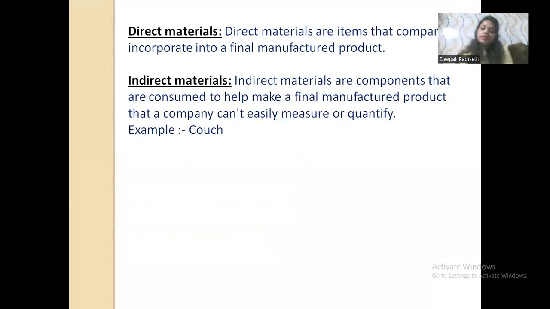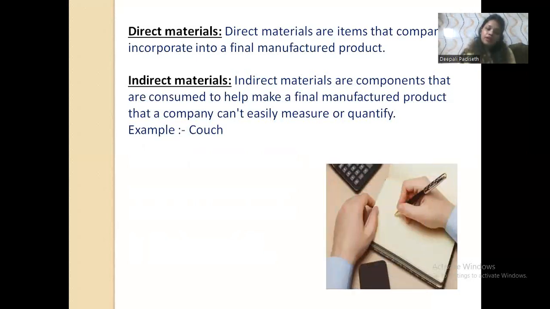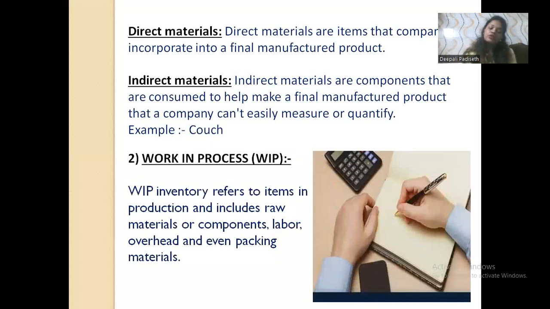Let's see next, work in process. These are the goods between the raw materials and finished goods in the production process. Once the manufacturer starts producing using the production process, then the items which are used are no longer raw materials. They are considered as work in process until they are converted into the final product.